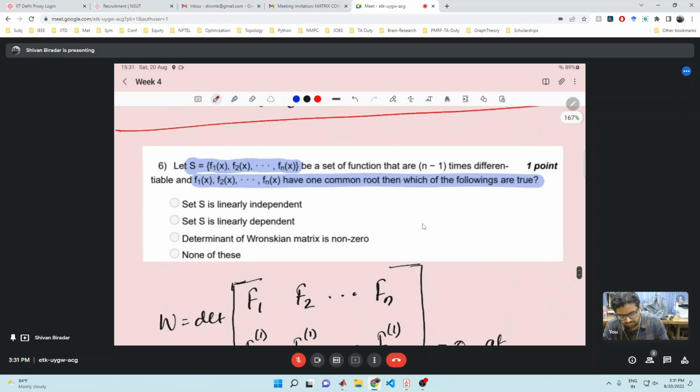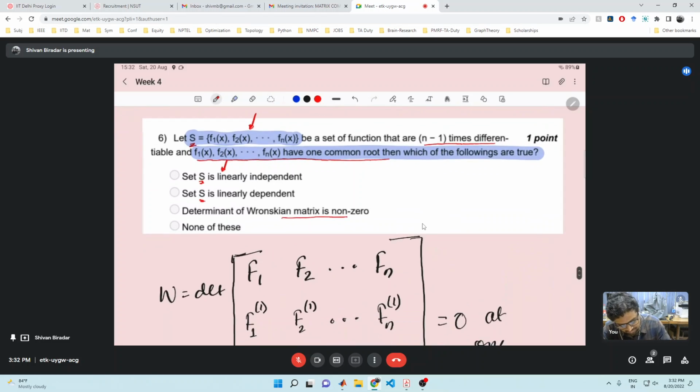Now moving on to the sixth question. In this question, we have a set of functions S, which has n polynomials f1 to fn, and these are n minus 1 times differentiable. One of the most important pieces of information given to us is that they have one common root. Using this information, we have to see whether set S is linearly independent, linearly dependent, or the determinant of the Wronskian matrix is non-zero.